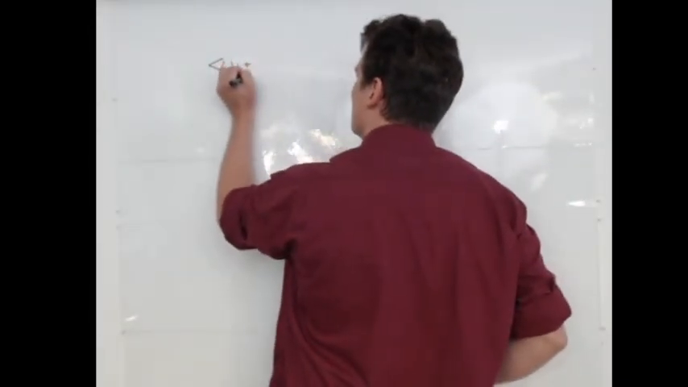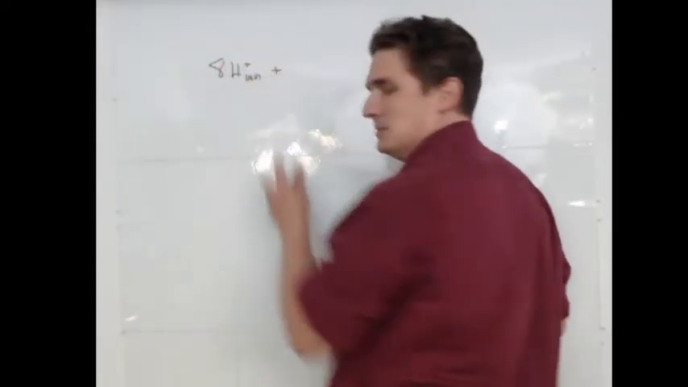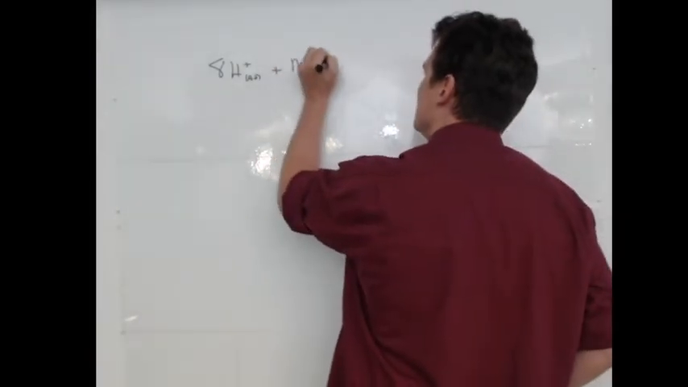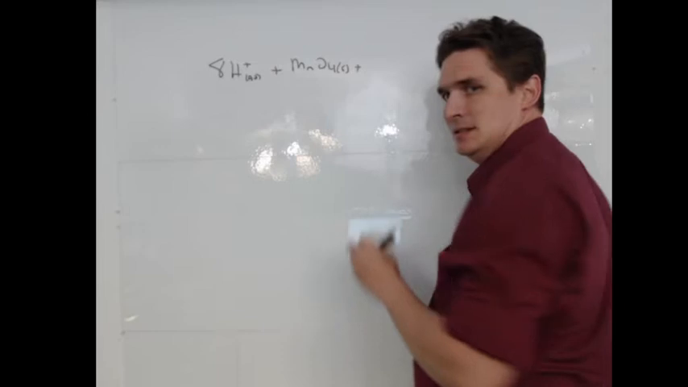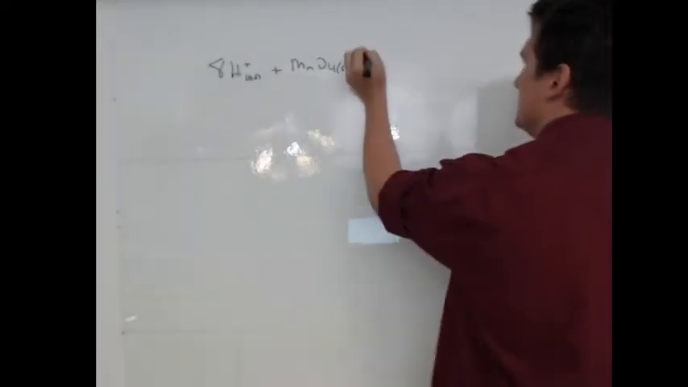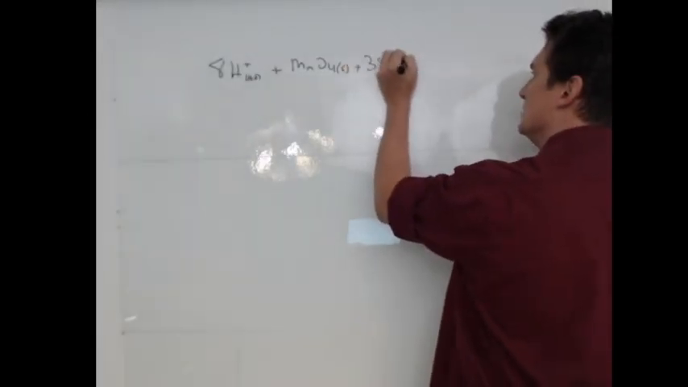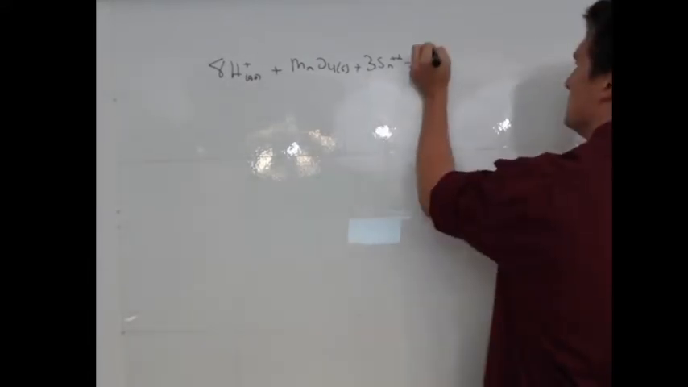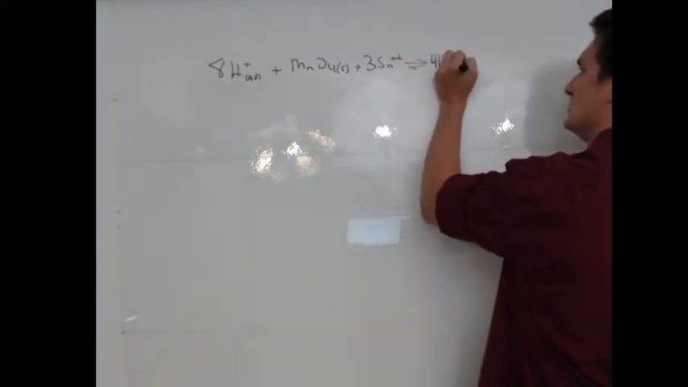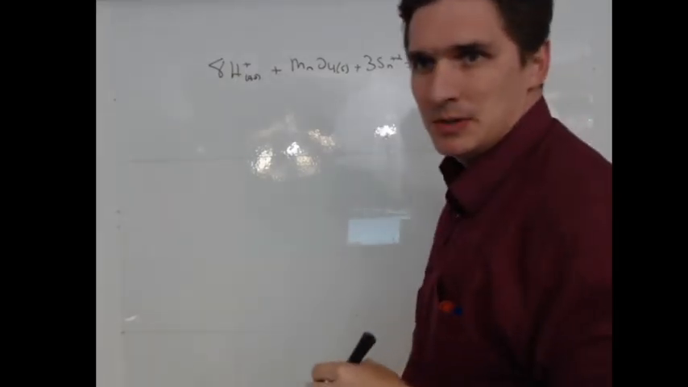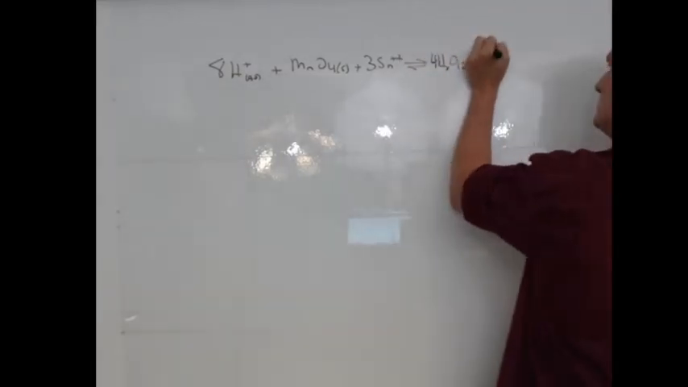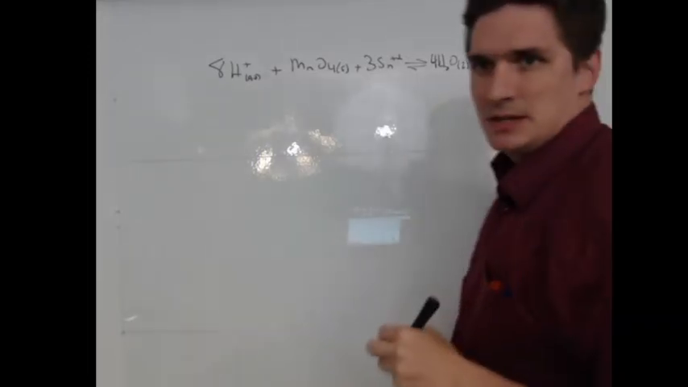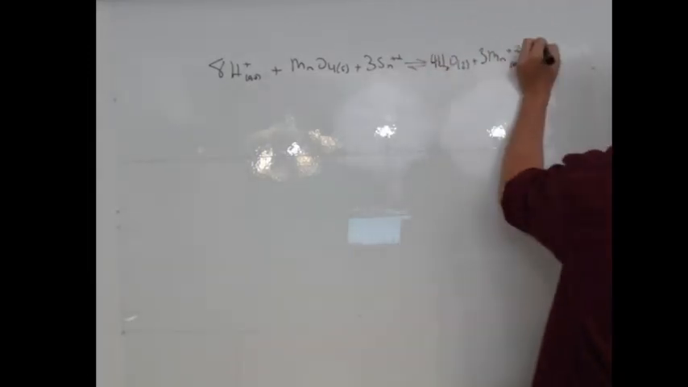All right, so we have the reaction: 8H+(aq) plus manganese oxide plus 3 Ni, going back and forth, I know it's sort of written there, goes to 4H2O(l) plus 3 Mn2+ plus 3 Ni2+.